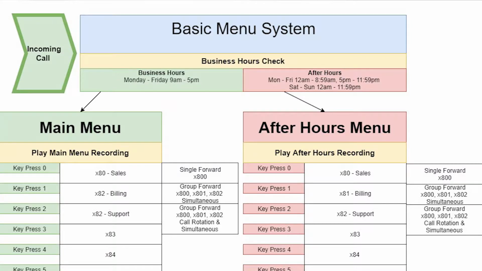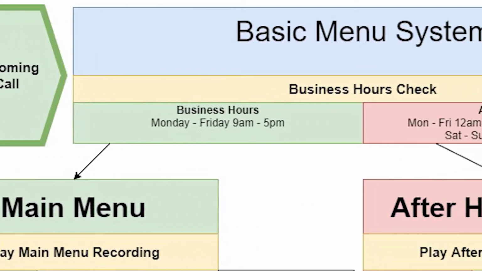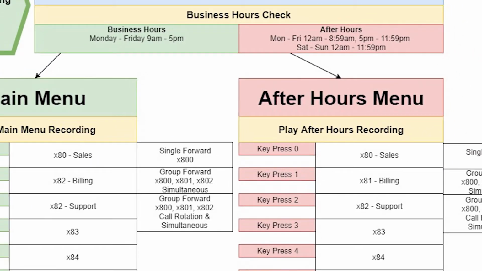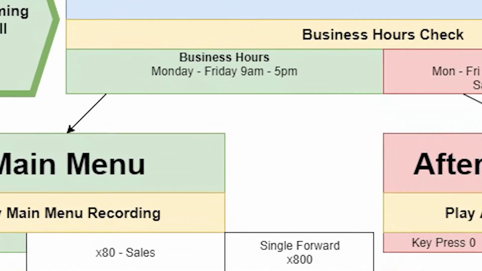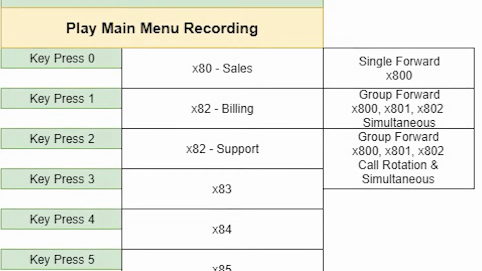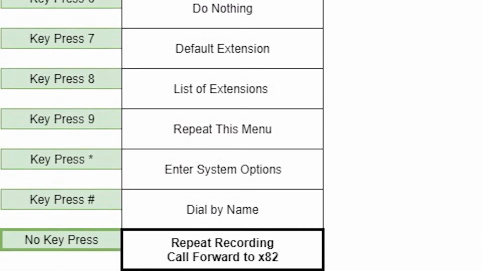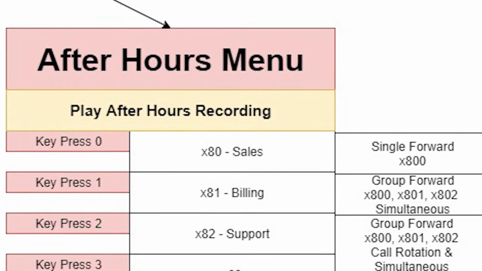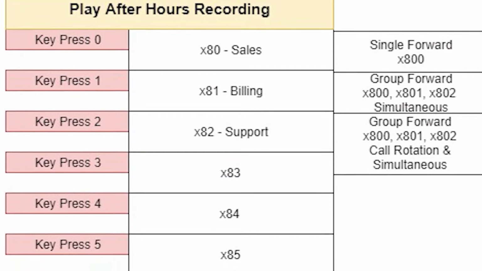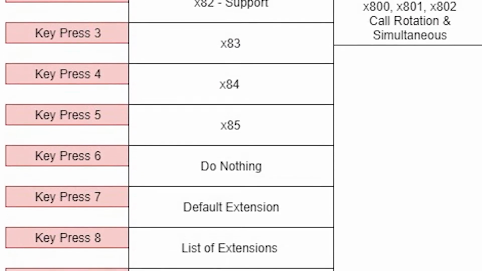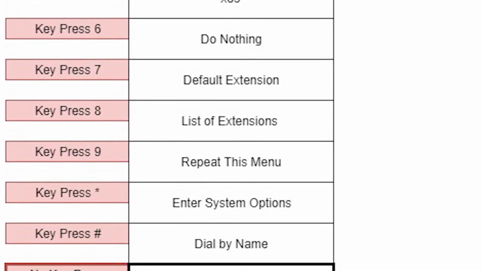By viewing this chart, you can see that when a call comes in, it does a time check before deciding where to route the calls. During business hours, it will go to the main menu. Outside of these hours, calls will route to the after hours menu. You can also see the key press options and which extensions they will end up in. Throughout this video, we will reference this chart.